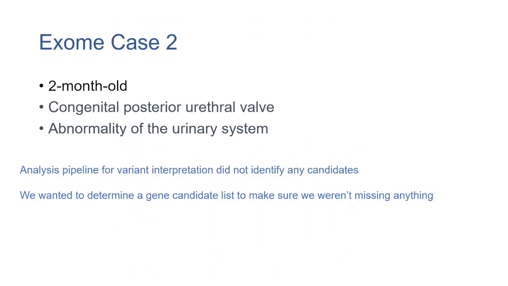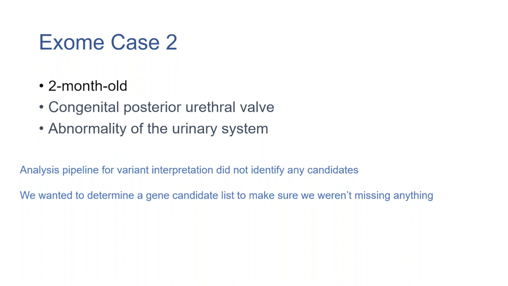Here's just another example of a case. Again, an exome case, a 2-year-old. We have congenital posterior urethral valve, an abnormality of the urinary system. This is one of those cases that takes a lot of work because it goes through the analysis pipeline, and you really can't find anything.